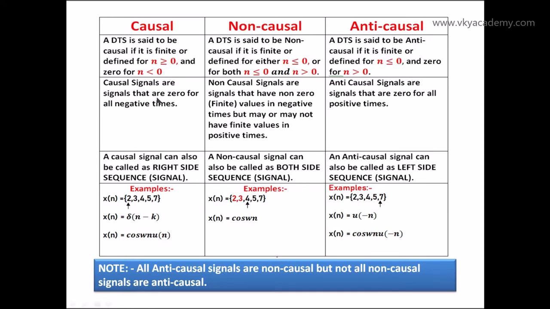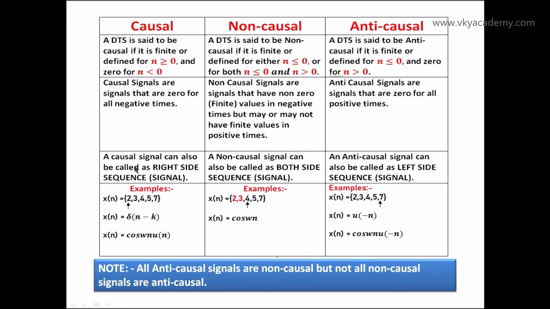Now, causal signals are signals that are 0 for all negative times. The same definition in a different form. All negative times means n less than 0. So a causal signal always has 0 samples for n less than 0. Non-causal signals are signals that have non-zero, or finite, values in negative times, but may or may not have finite values in positive times. And anti-causal signals are signals that are 0 for all positive times. We should not have any amplitude for the positive time axis.